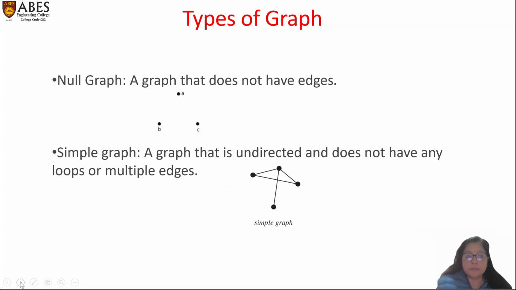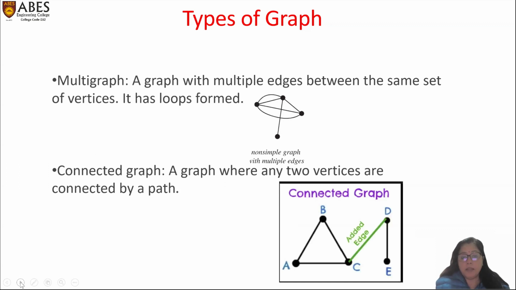Okay, so next, another type of graph is a null graph, a graph in which there are no edges, only vertices, as shown here: A, B, C. In the null graph, there is no edge connecting these vertices or nodes from one to the other. Now, another form of graph is a simple graph, a graph that is undirected and does not have any loops or multiple edges. As shown here in the given example, this graph is a simple graph.